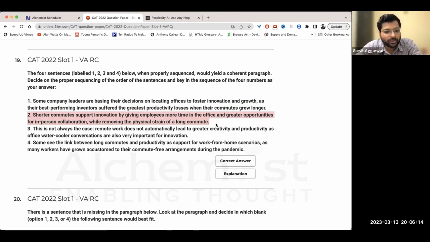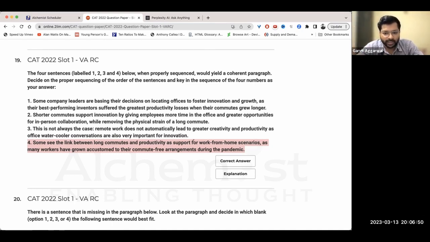This is explaining why shorter commutes are better for innovation, right? This is not always the case. This मतलब the remote work, which means remote work की बात इससे पहले हो जानी चाहिए थी. So जो fourth में हो रही है, some see the link between long commutes and productivity as support for work from home scenarios. ये कह रहे हैं कि बिल्कुल ही ट्रैवल नहीं करना पड़ेगा, फिर तो शायद ये सपोर्ट इसलिए कह रहे हैं कि ज्यादा लॉन्ग कम्यूट मतलब इनोवेशन ट्रेन होगी, प्रोडक्टिविटी ट्रेन होगी, तो कम्यूट करो ही मत, प्रोडक्टिविटी हाईएस्ट होगी, ऐसा कुछ कहना चाह रहे हैं लोग.